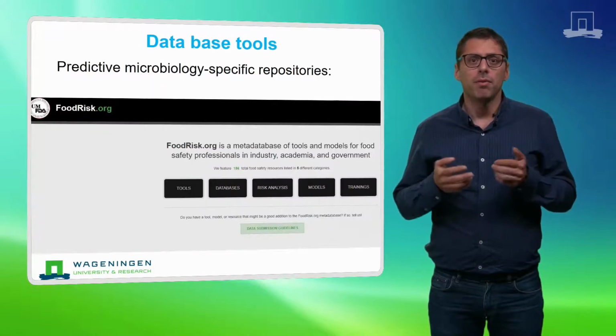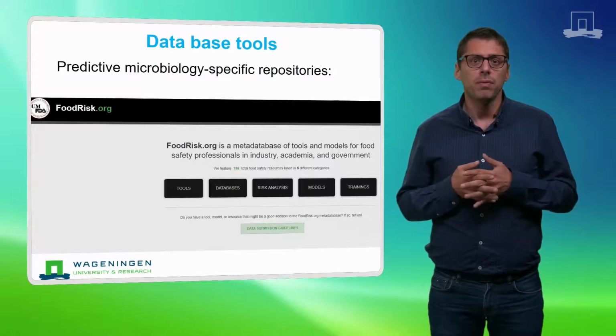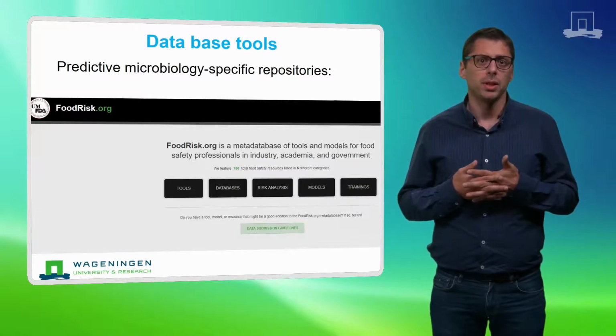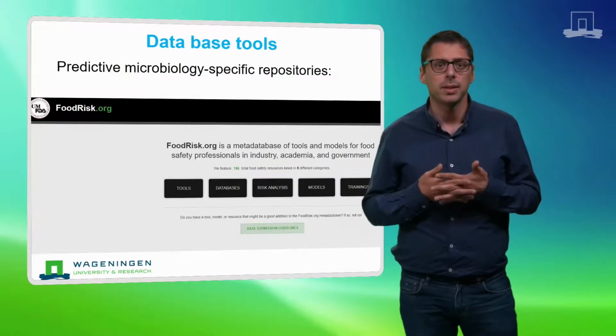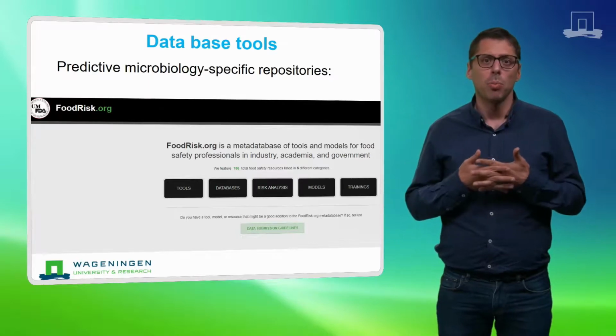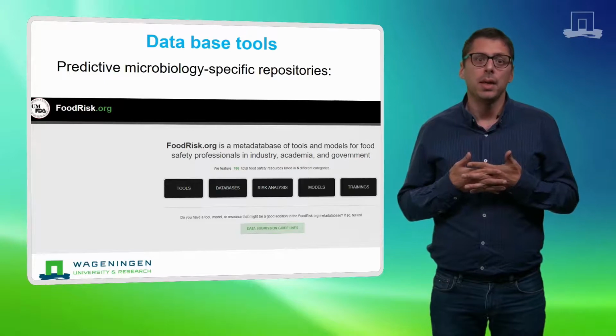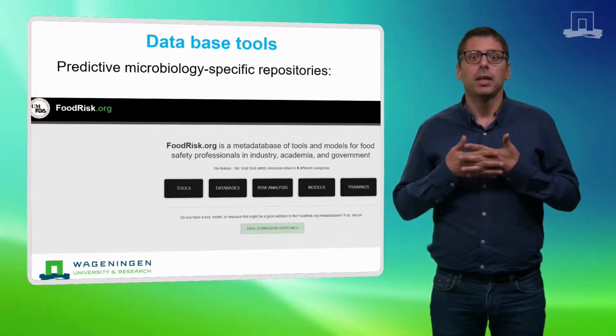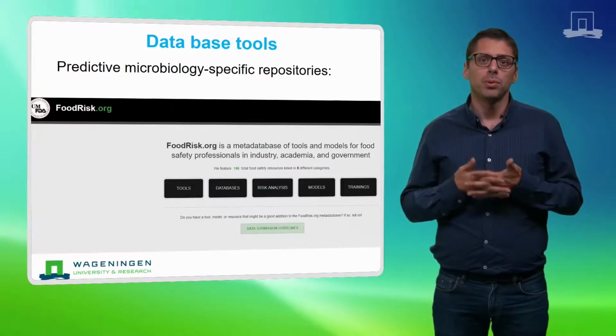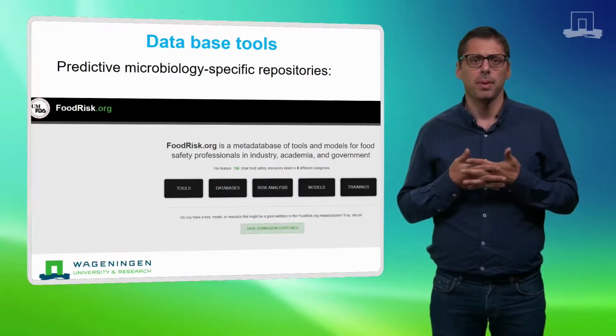foodrisk.org is an online and free access repository including different kinds of food safety resources such as tools, access to databases, risk analysis information, models, and training material and announcements. This is a web portal that is very useful for remaining up to date with the latest advances in risk assessment.